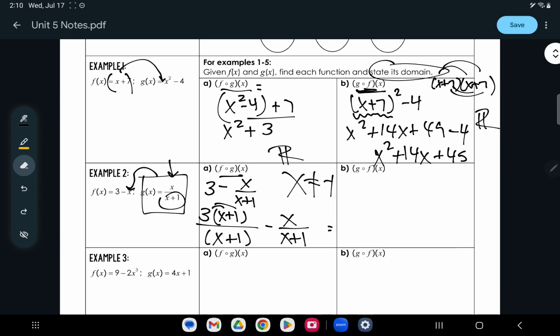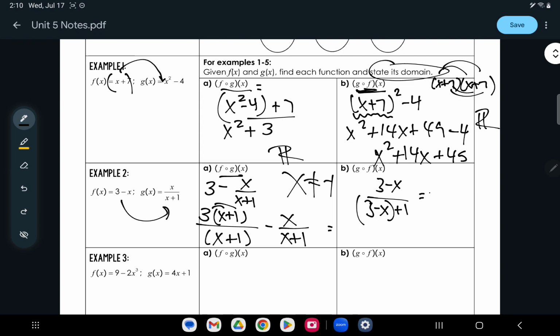Clear this out of the way. And we'll take this, plug it into g. So we have 3 minus x over 3 minus x plus 1. Okay, so the top, 3 minus x, and the bottom, I can combine some like terms, make that 4 minus x.